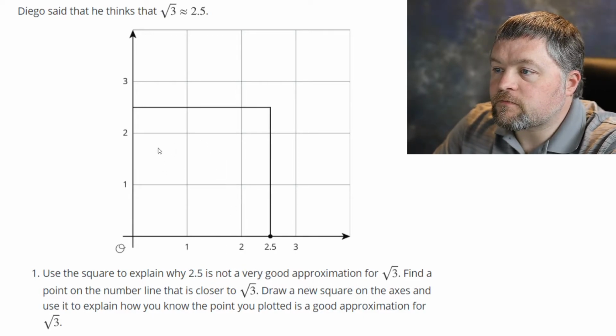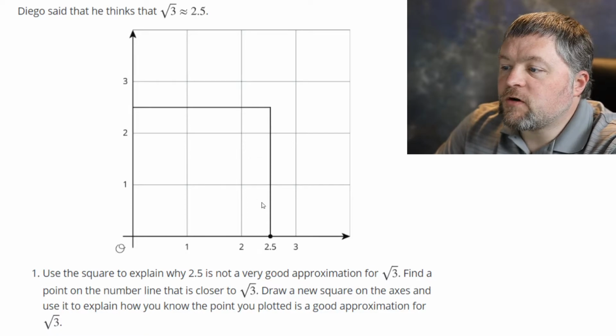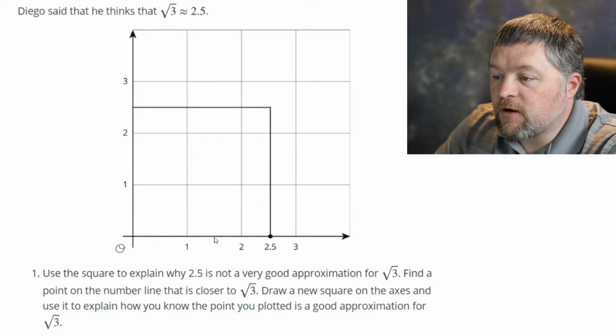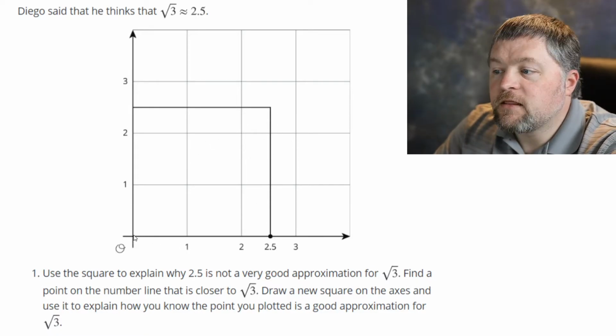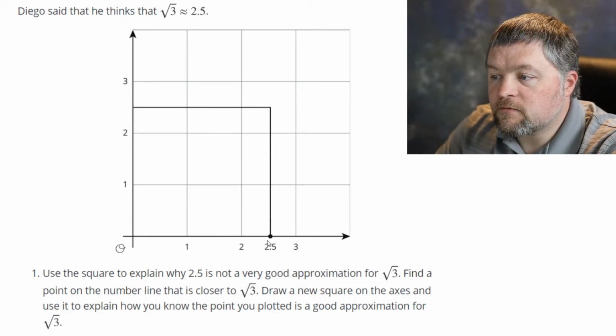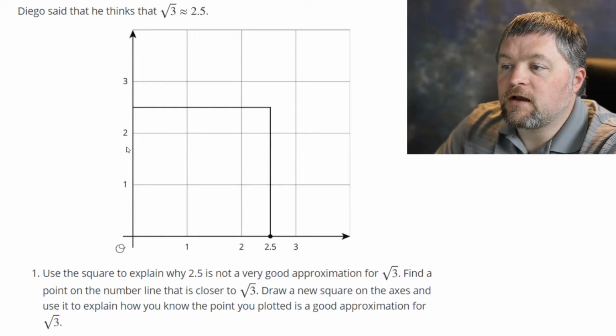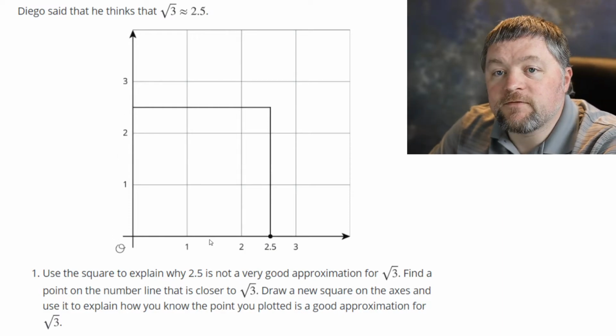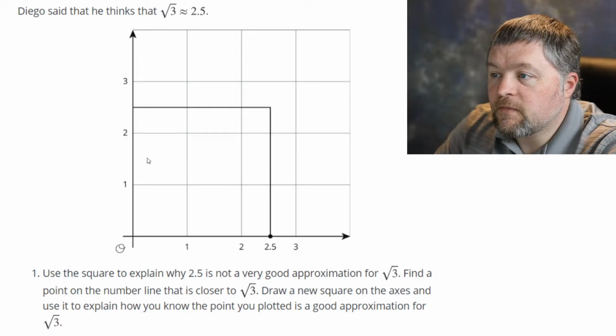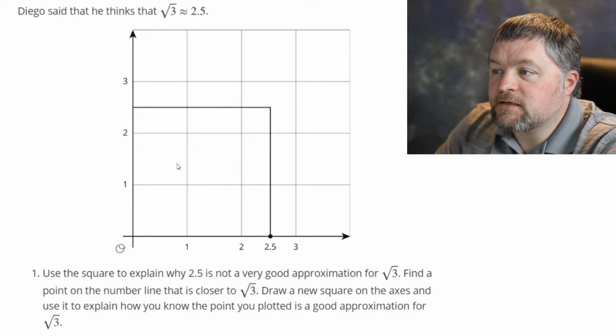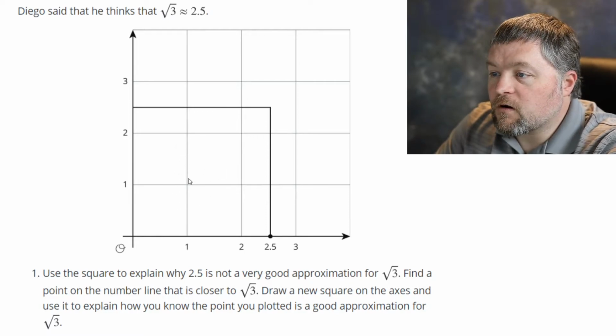So, for 2.5 to be the square root of 3, the side length of a square times the side length of the square would give us the area. The area of this square is more than 4.